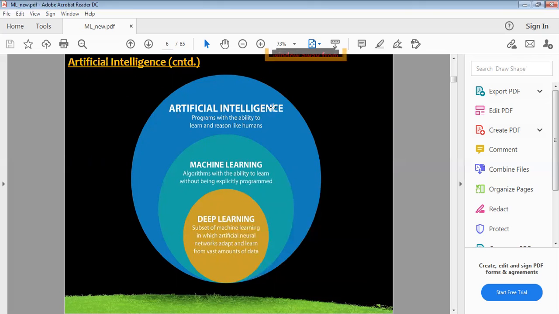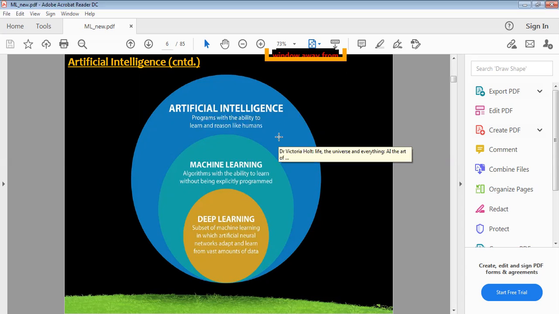Okay, so artificial intelligence, what does it mean? Programs with the ability to learn and reason like humans. So we are writing programs and making them able to behave like a human. That is artificial intelligence. Now, you are writing the programs, so what does writing a program mean? Giving a set of instructions to perform a specified task. So you are writing programs, giving the input, and getting some output. That output should match human thinking. So that we call artificial intelligence.